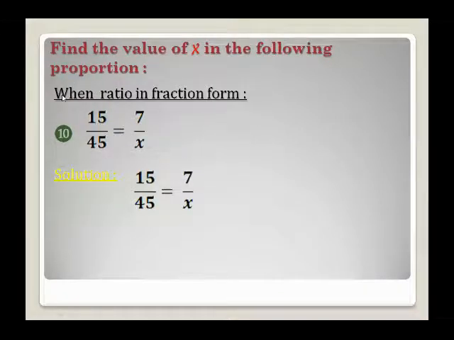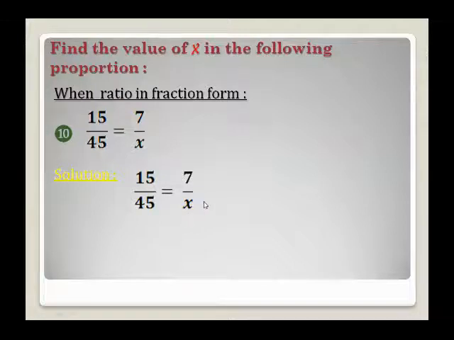Now, when the ratios are in fraction form, here is another case which is a little bit different. How do we simplify them? In question number 10, we have 15 upon 45 is equal to 7 upon x. Now, here we start the solution. We write in the same manner 15 upon 45 is equal to 7 upon x.